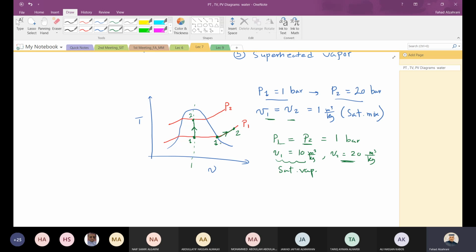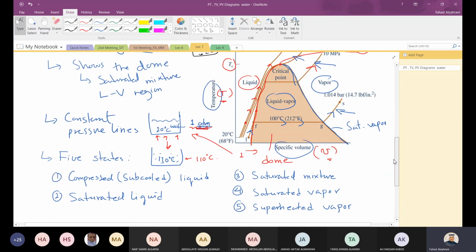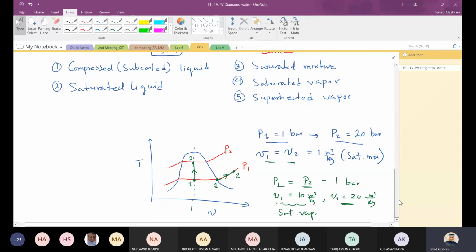Any questions here? Is there anything that's not clear? Can you hear me? Yes. Okay, so there are no questions. Alright, so this is very important to understand these different 5 states and what it means in this case.